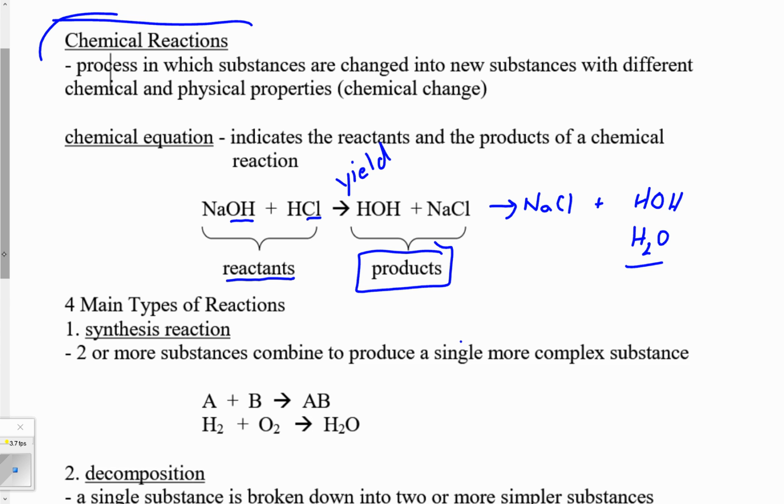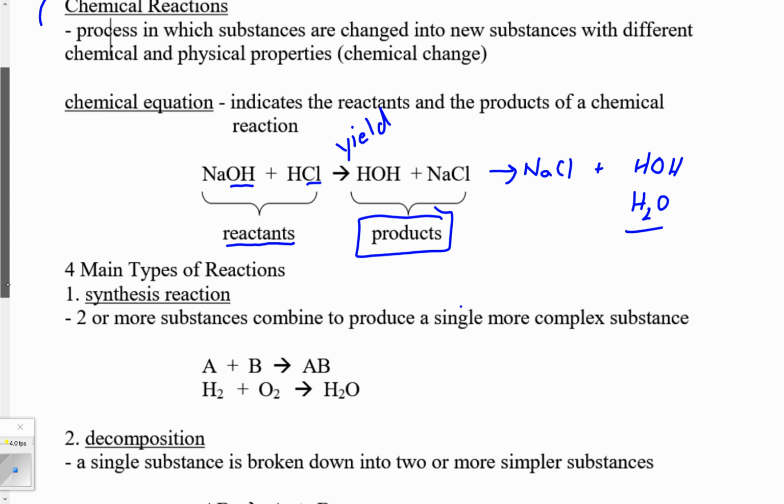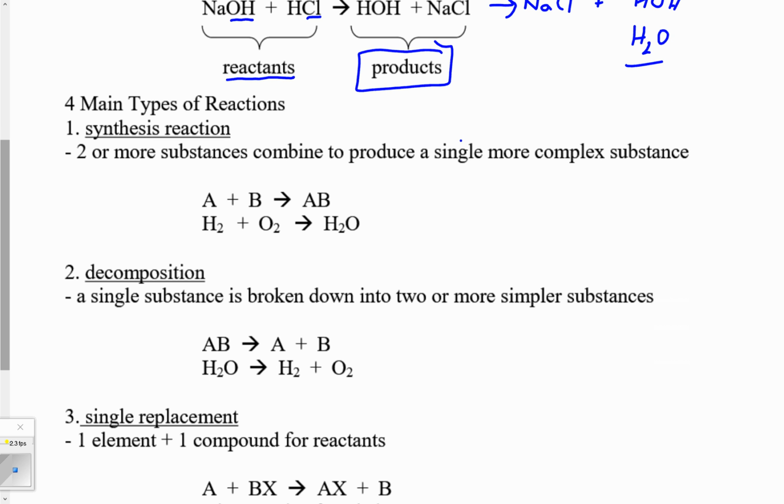So now let's take a second and start looking at these four main types of reactions. So this first one that we want to look at is what's known as a synthesis reaction. Literally, to synthesize just means to combine. So in this case, I've got A plus B makes compound AB.